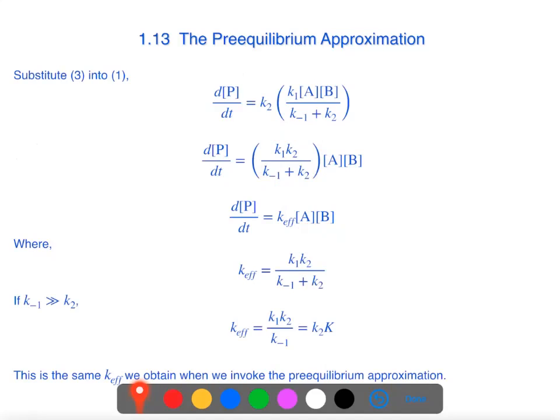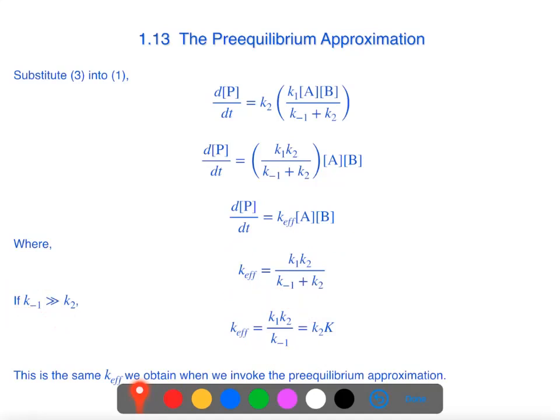What we also observe is that the effective rate constant is slightly different than what we obtained from the pre-equilibrium approximation. But recall that for the pre-equilibrium approximation, what must hold true is that the rate constant for the reverse reaction, that is, for the intermediate back to reactants, be much greater in magnitude than the rate constant for the intermediate decaying to product. So under this particular condition, we see a reduction in K effective in the following way.